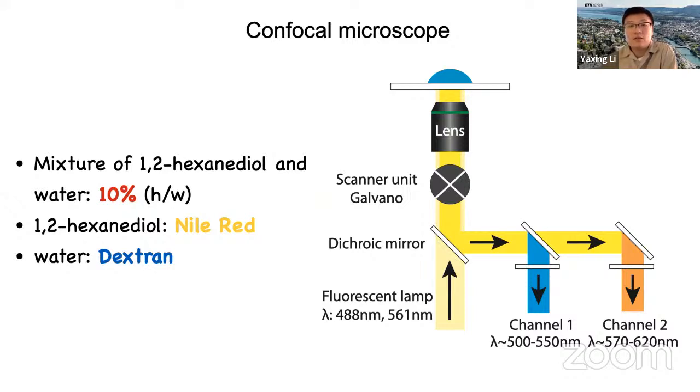The facility we use is confocal microscopy. We shoot a laser into the droplet, and the fluorescent dye absorbs the laser and emits another signal. Because the two dyes have different emission wavelengths, we use two channels to capture these two signals separately. In this way, we can see the two components very well, how they distribute and how they behave.